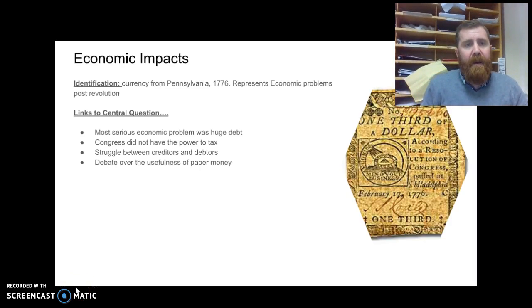This image is a slip of currency from Pennsylvania, circa 1776. You can see it says 1/3 of a dollar. So it's a form of paper currency that the colonies and the states later adopted. This is going to represent some of the economic problems post-revolution. So how does this link to the central question?